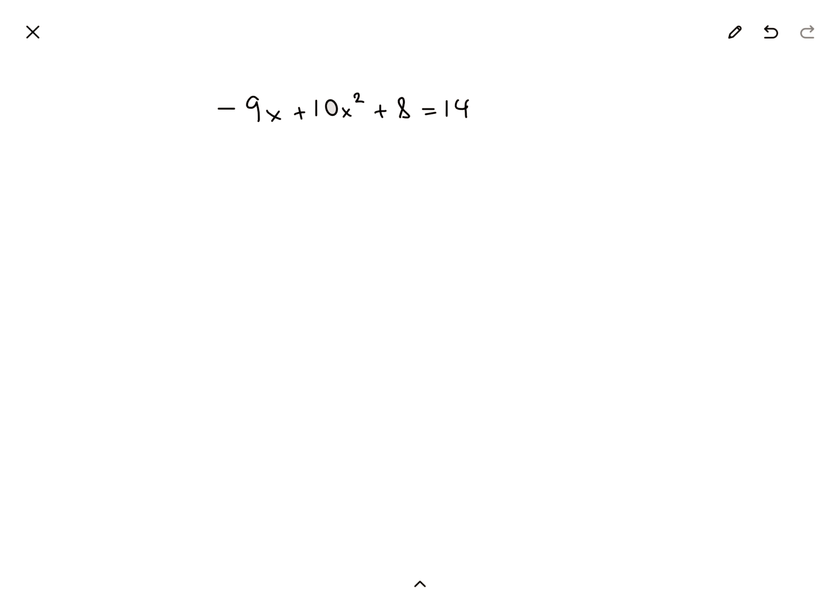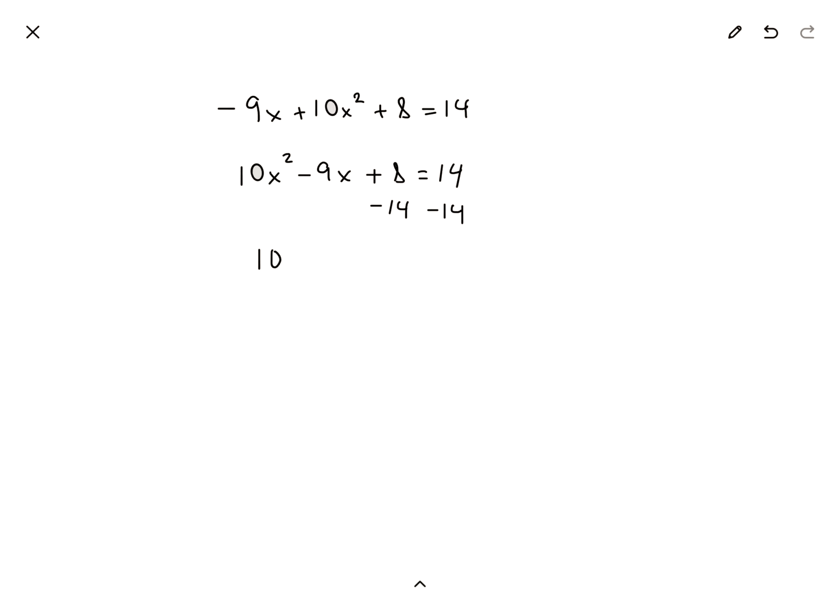So we've got to solve the quadratic equation. First thing I'm going to do is put it in standard form. That means I'm going to move the 10x squared to the front. Minus 9x plus 8 is equal to 14. Then I'm going to move the 14 to the left-hand side of the equation by subtracting.